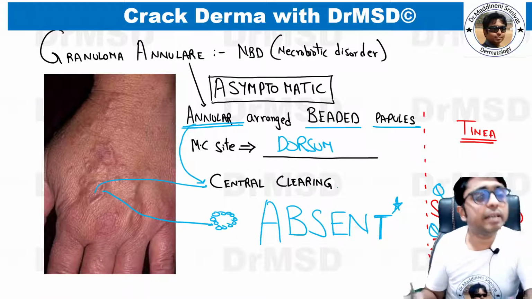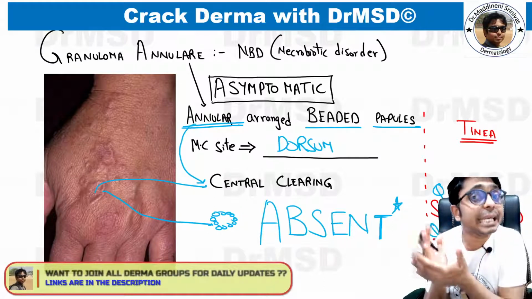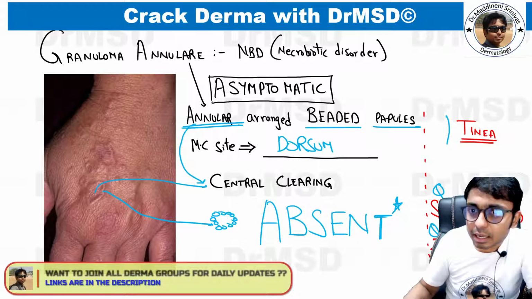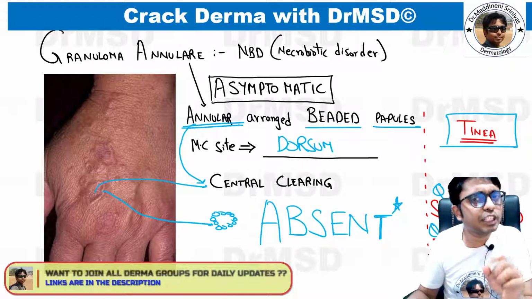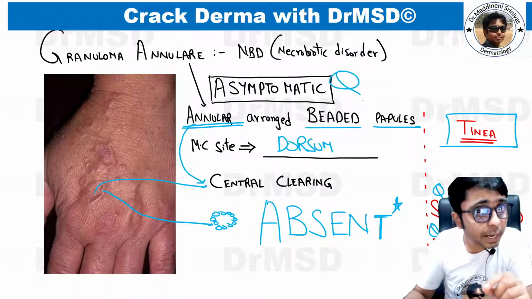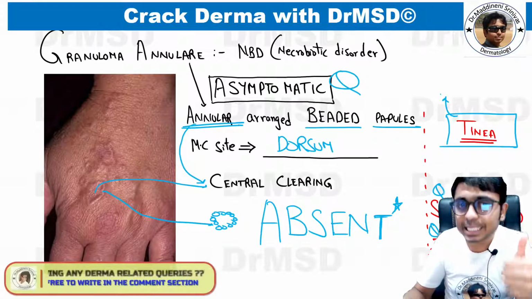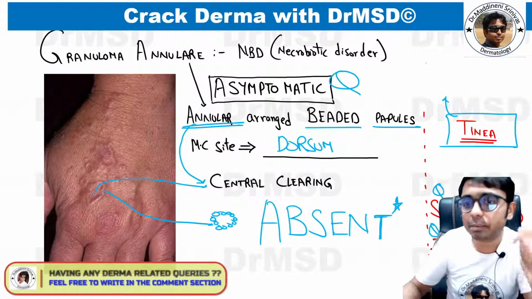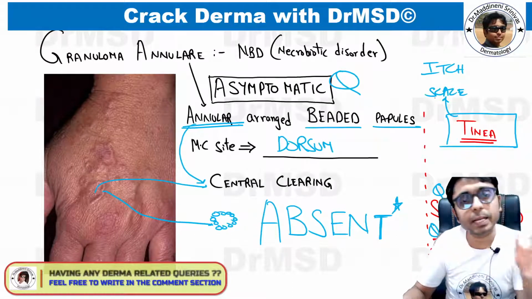And the most important differential diagnosis for granuloma annulare, this was a NEET question also, is tinea, that is fungal infection of the skin. In tinea you can easily differentiate. Why? Because in granuloma annulare the patients are completely asymptomatic, whereas in tinea the patients have a very important symptom, that is itching, and also scaling. So itch and scale differentiate tinea from granuloma annulare.